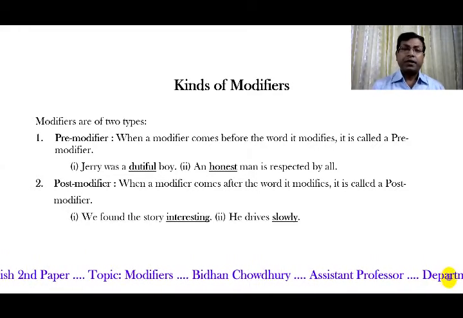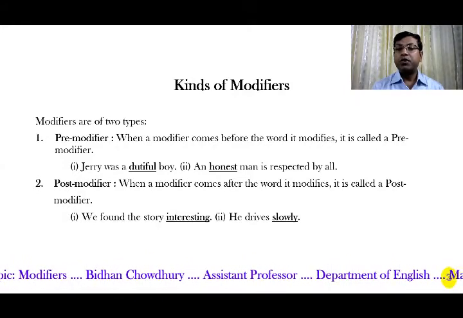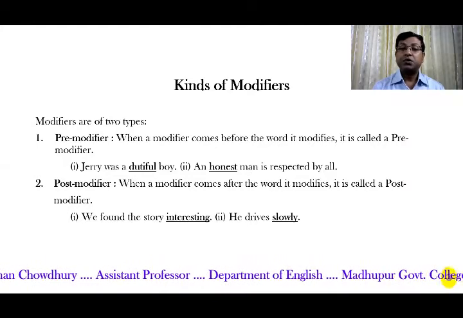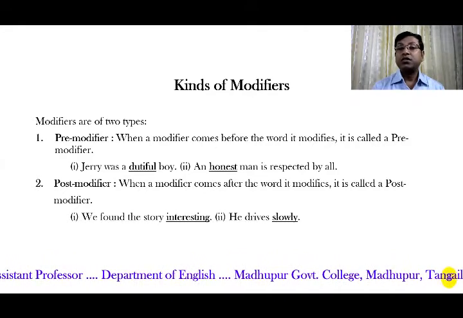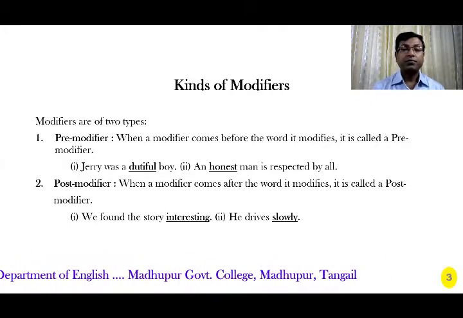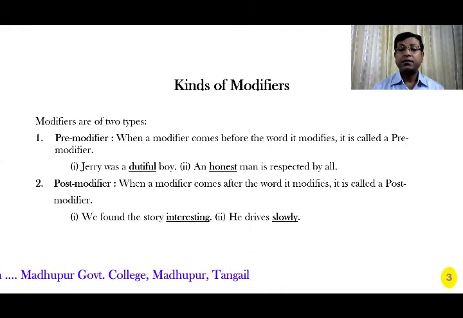Number two, post-modifier. When a modifier comes after the word it modifies, it is called a post-modifier. So, dear students, post-modifiers always come after the word they modify. As you can see in the following examples, we found the story interesting. Here, the word interesting, the underlined word, is used to describe the previous noun, story.